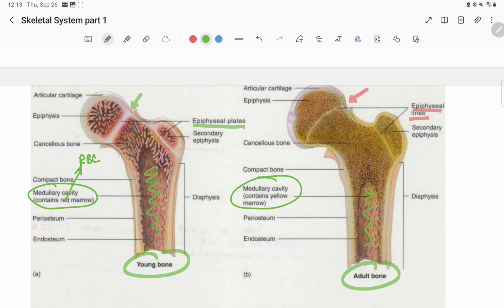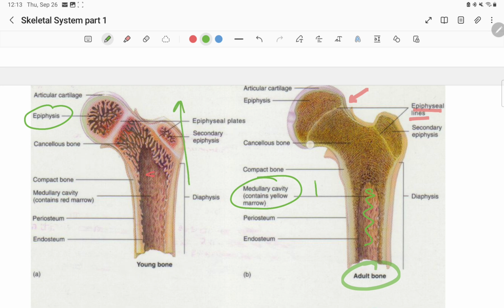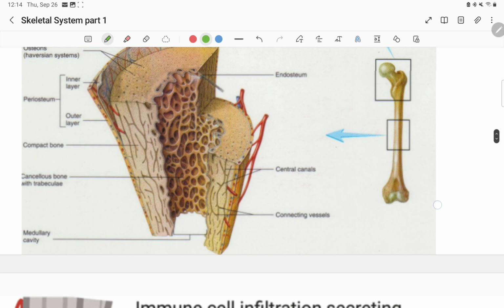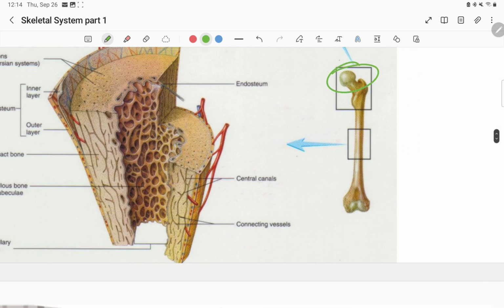Okay, the epiphysis is the outside or the distal end of the bones. Okay, the epiphysis, the proximal and distal end. So there's an epiphysis and there's an epiphysis. It just simply means the end of the bone. So you have a proximal end and a distal end.